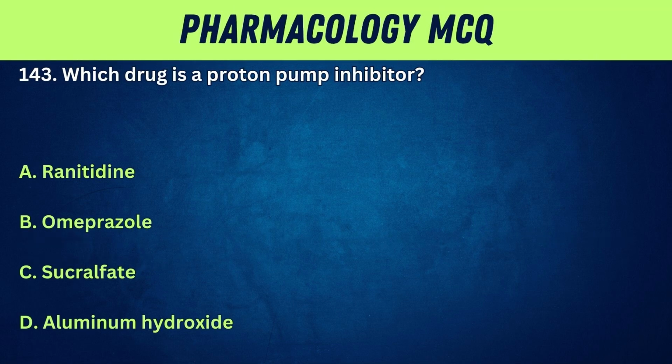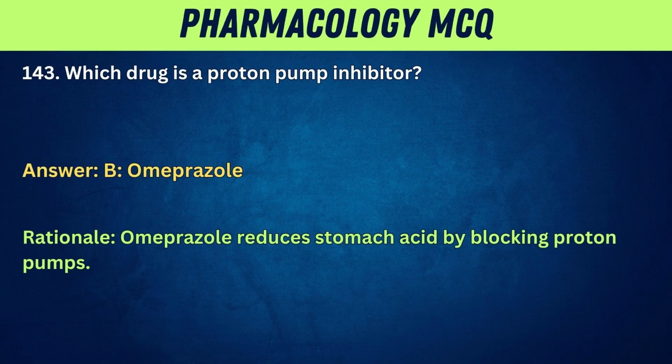143. Which drug is a proton pump inhibitor? A. Heart failure. B. Omeprazole. C. Sucralfate. D. Aluminum hydroxide. Answer: B. Omeprazole. Rationale: omeprazole reduces stomach acid by blocking proton pumps.